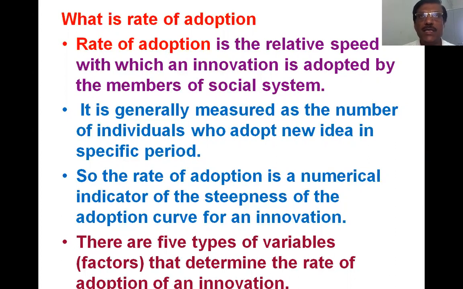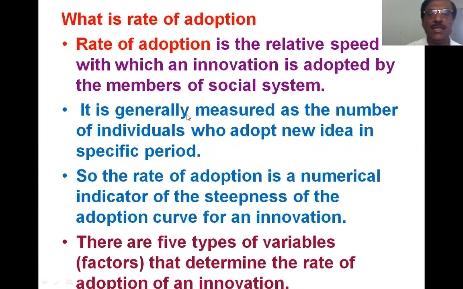It is usually measured in terms of the number of individuals who adopt an innovation in a particular period. For example, how many farmers adopted the innovation in the first year, second year, third year, or in a 1 year, 2 year, or 3 year period interval. So many farmers adopted the innovation in the first 2 years, second 2 years, third 2 years. Like this, it is generally measured.